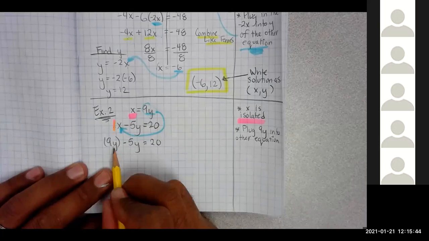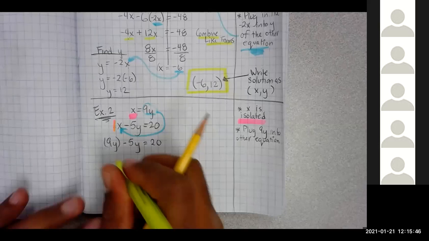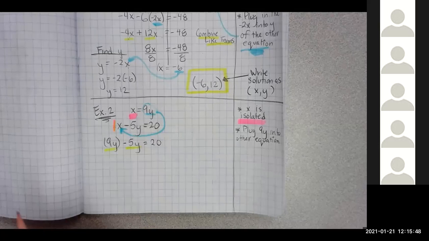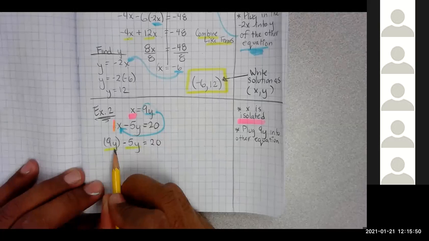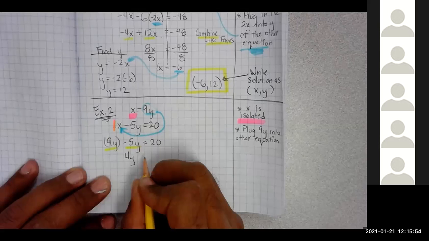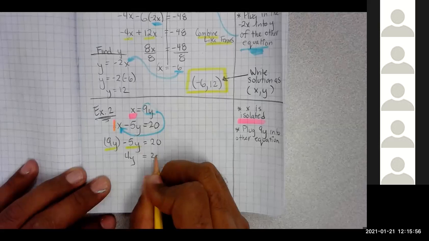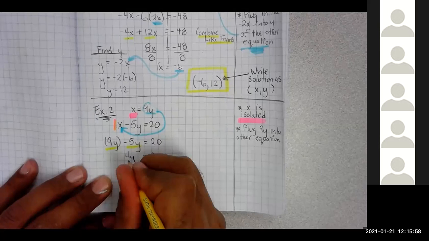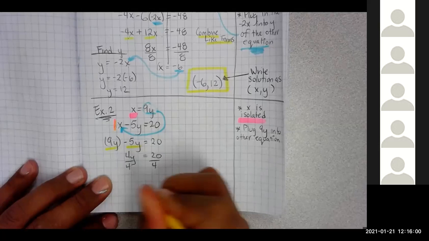So again, here we've got like terms. I don't have to do anything with those parentheses, so I can go ahead and combine those two. So I get 4y equals 20, and then divide by 4, and y equals 5.